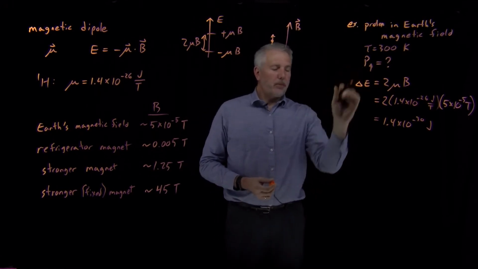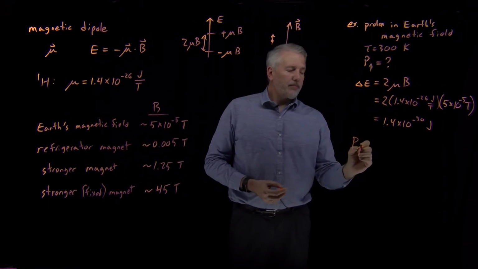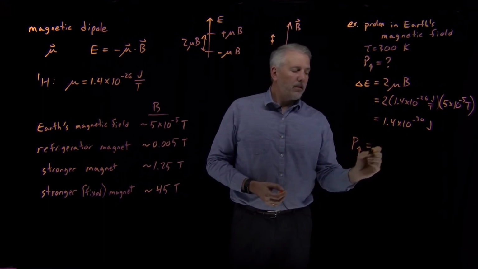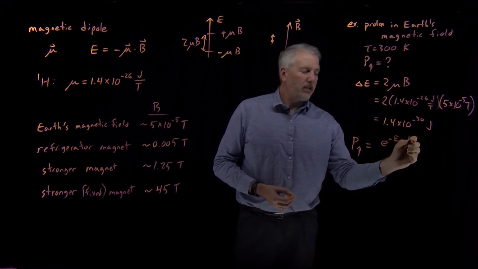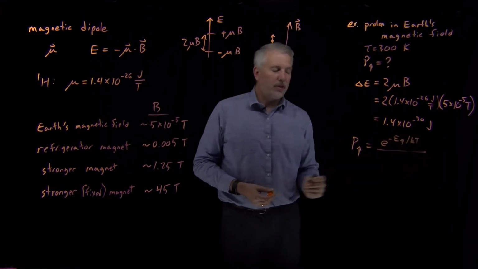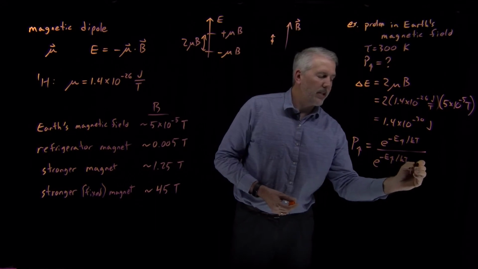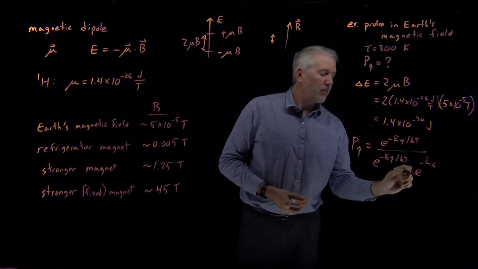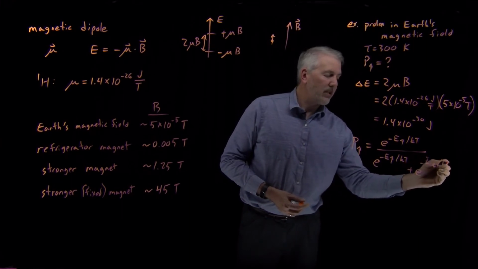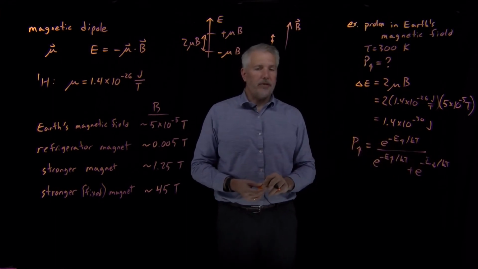If we want to know something about the probability of being in the upper state, it is e to the minus energy in the upper state over the partition function, which I can write as e to the minus energy in the upper state over kT plus e to the minus energy in the spin up state over kT plus e to the minus energy in the spin down state over kT. So that's how I would calculate the probability in any one of these states.